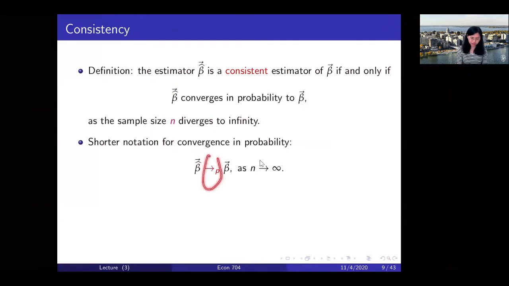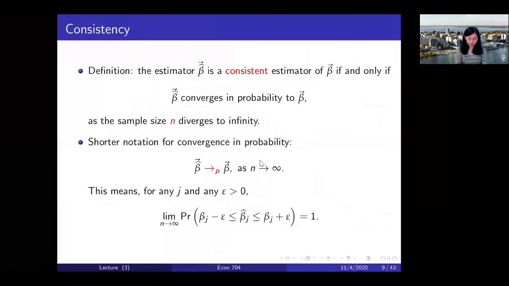We already introduced this notation in the first part of the course, so I will not spend too much time on this now. And the convergence in probability means, just to review, the probability that the estimator is in a small interval around the true parameter value converges to 1 as n goes to infinity.